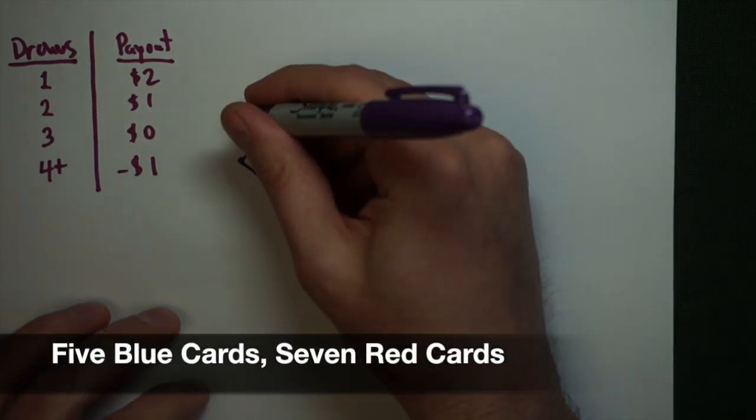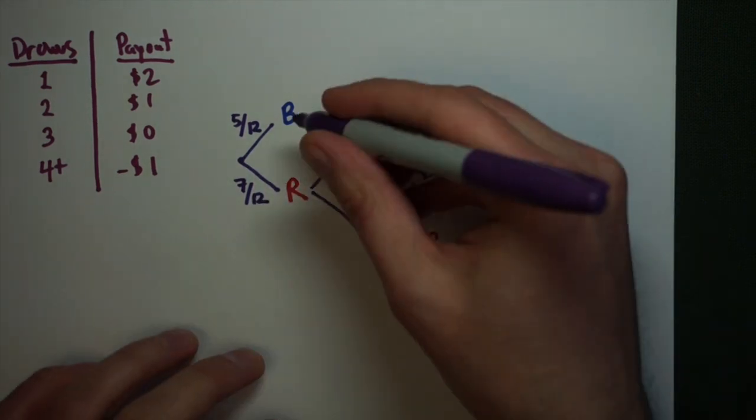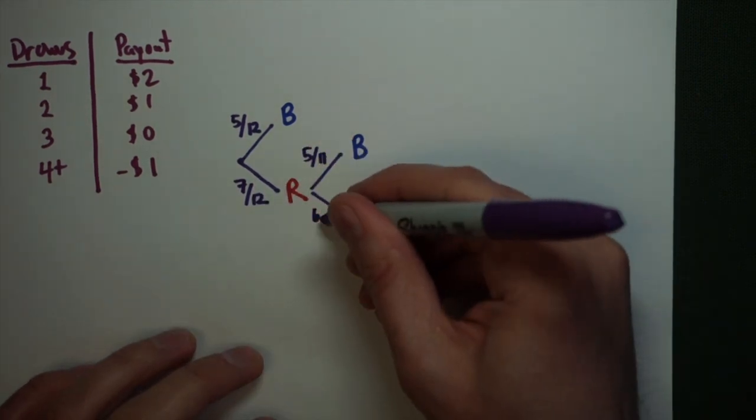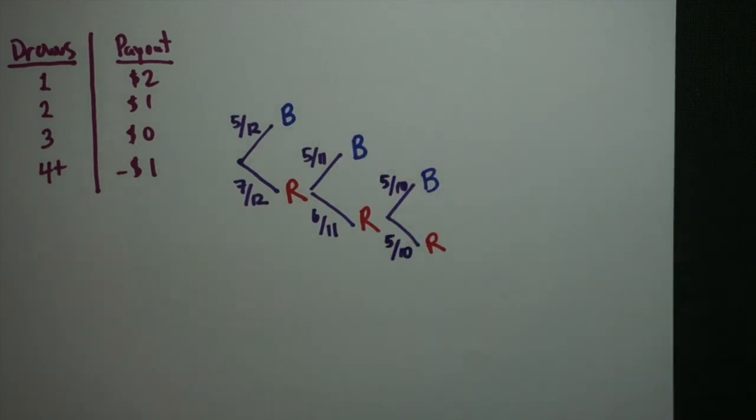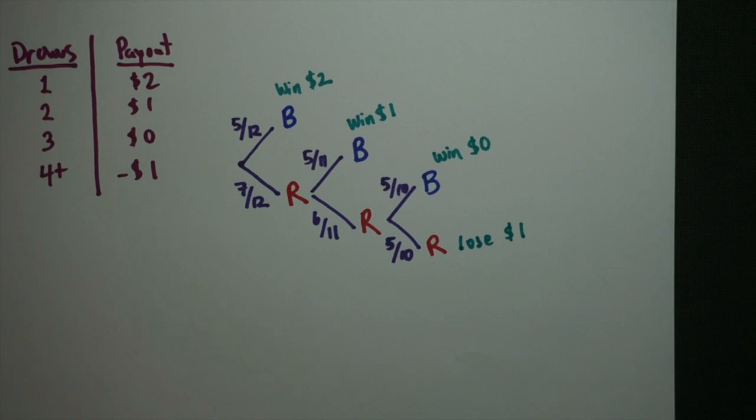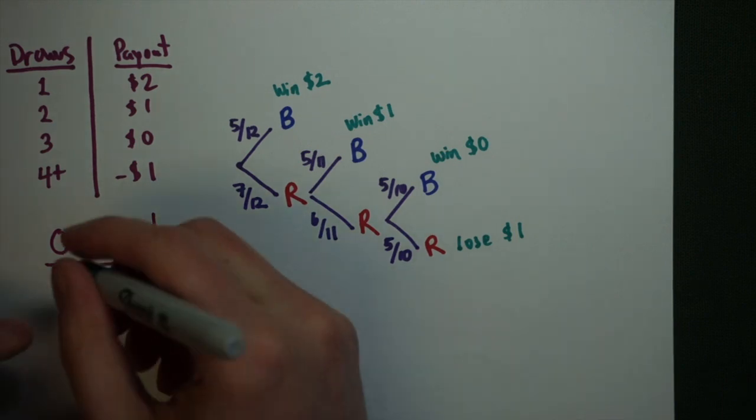Now the probabilities are just based on the cards that we have. There are 12 cards total, 5 of them are blue, 7 are red, so our first branch of probabilities is this. Then 11 cards left, so 5 and 6, and then 10 cards left, so 5 and 5, and we get our probabilities. Each of these branches leads to a particular outcome. Win $2, win $1, win $0, or lose $1. And so we can write these outcomes down in our table.